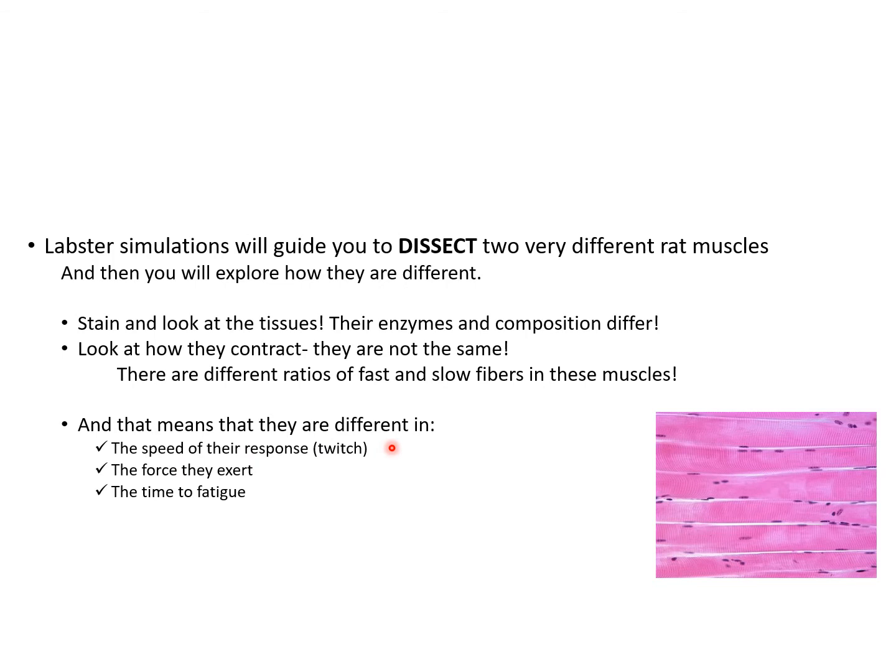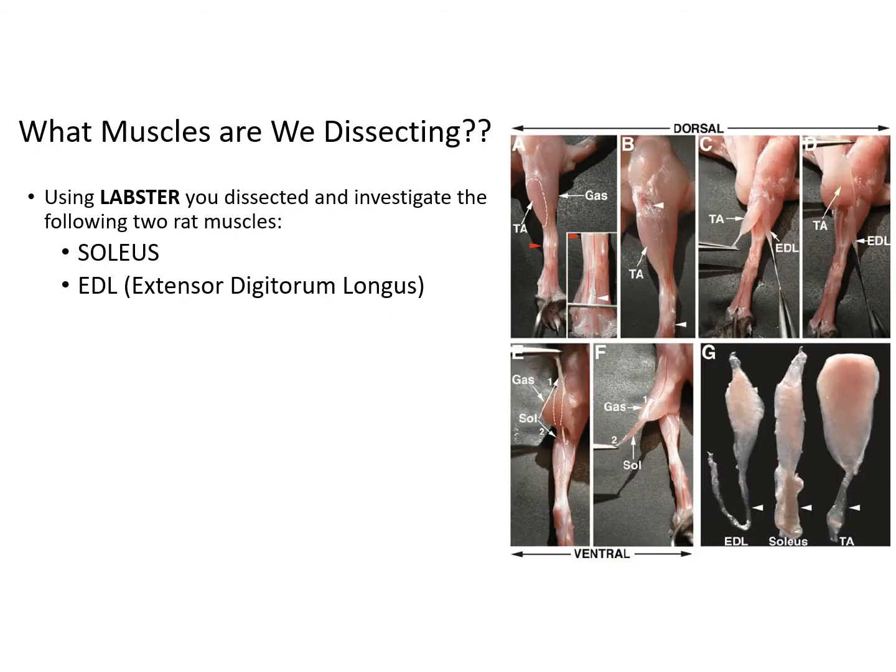A twitch is basically a muscle contraction. The force of their contraction is also going to be different, and the time to fatigue is also going to be different for these muscles. The muscles that you are going to take a look at are the soleus muscle and the extensor digitorum longus muscle, which are two muscles in the leg. This right here shows the muscles in a rat, and those are the two muscles you will be looking at when you are working on that Labster simulation.